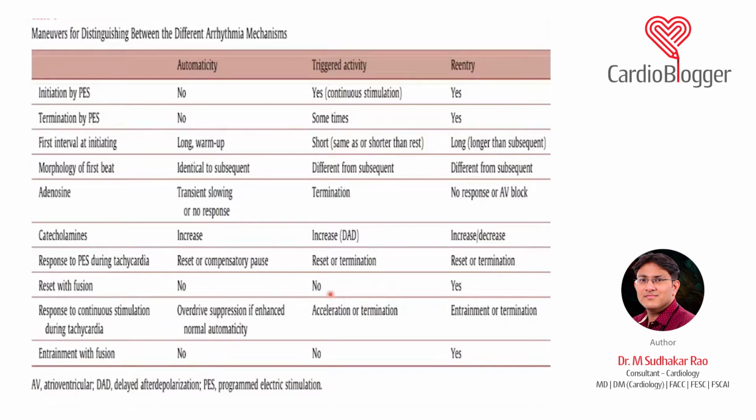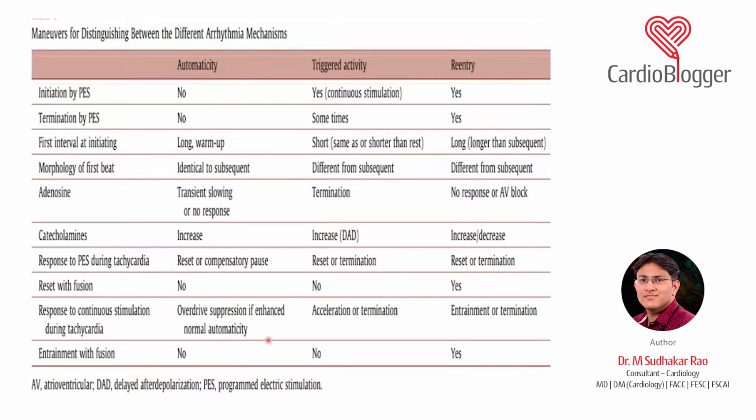One important thing in this slide is the morphology of the first beat. If you have a sinus rhythm going on and then the first arrhythmia beat, and the morphology of the first beat is identical to the subsequent beats, then it is because of automaticity. If it is different from the subsequent beat, it is due to re-entry.